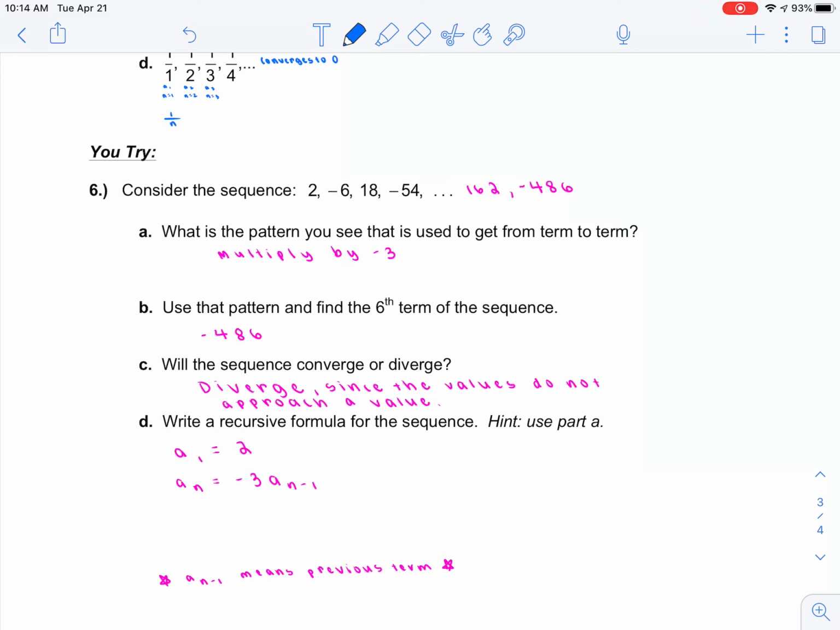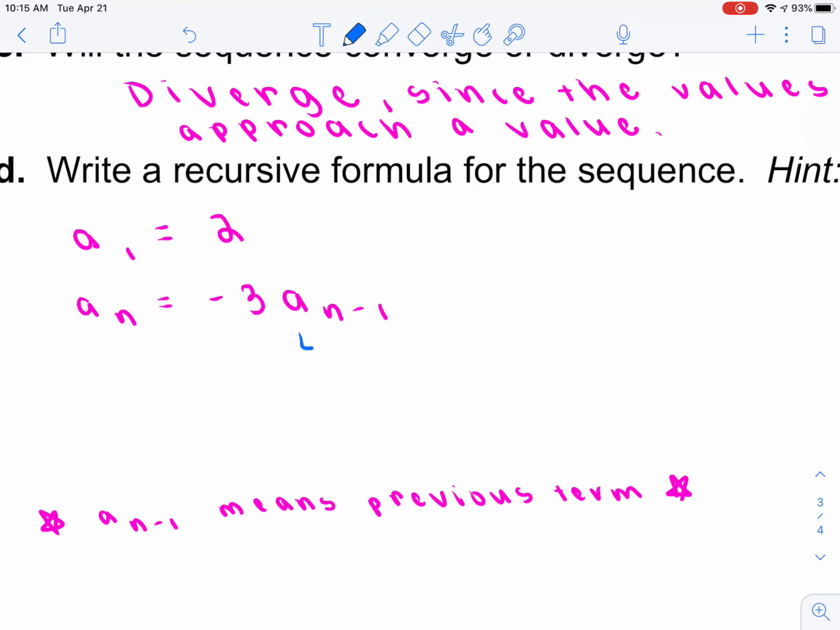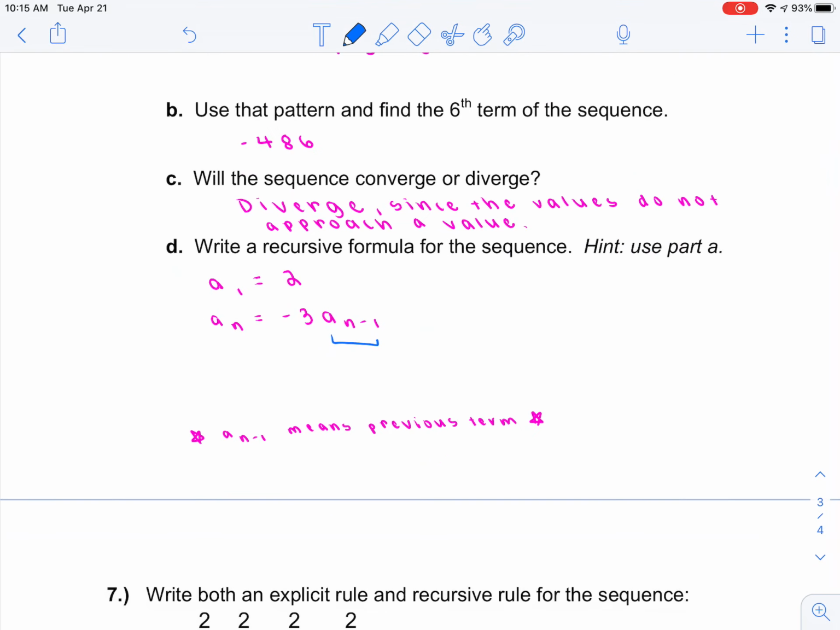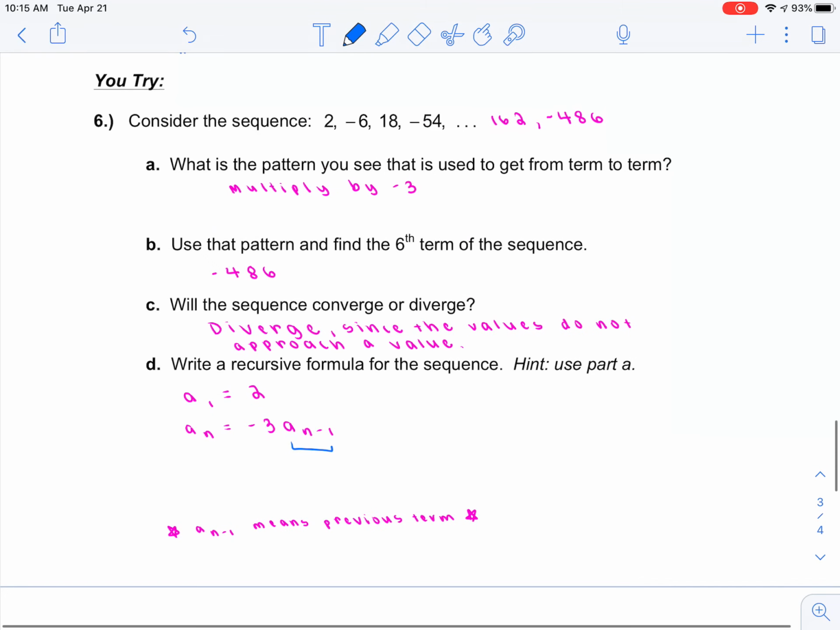Now, to write a recursive rule for this, remember I said at the beginning of the notes, you need to tell me what the first term is equal to. Well, that first term is equal to 2. Then, to write a rule, you need to say a sub n equals, and somewhere you need to have this a sub n minus 1, because that means the previous term. Well, think about it. What did you do to 2 to get negative 6? You multiplied it by negative 3. What did you do to negative 6 to get to 18? You multiplied it by negative 3. So you keep taking that previous term and multiplying it by negative 3. So that's how you'd write that recursive rule.